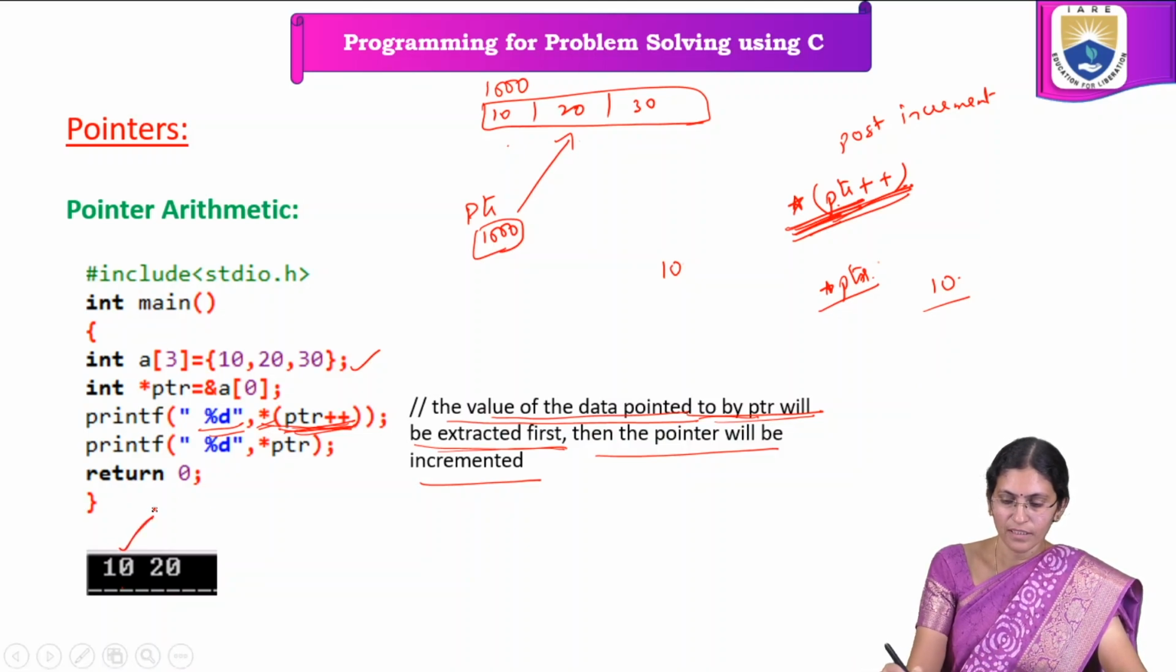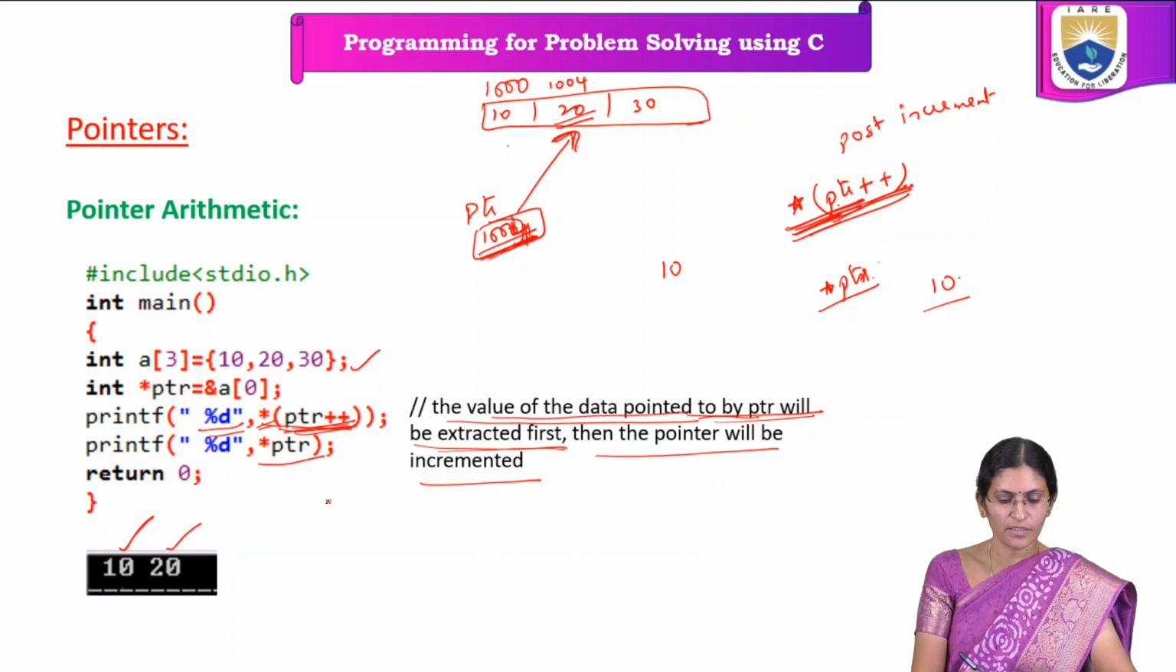After that, PTR is incremented by 1. So that means it will point to the next element of the array. If this next element's address is this, this will be the value of PTR now. Now if you print the value at this PTR, it is pointing to the second element of the array. So at this address the value is 20, so 20 will be printed. In this way, we can evaluate this statement.